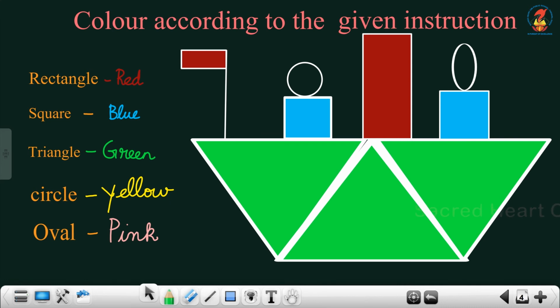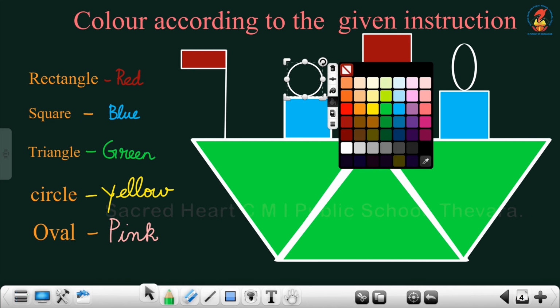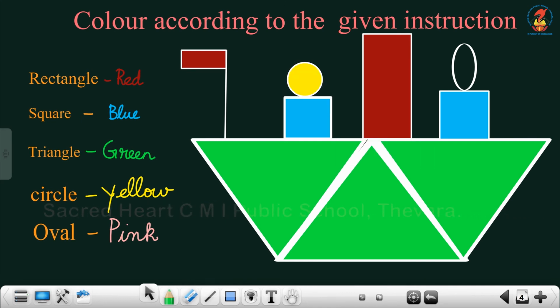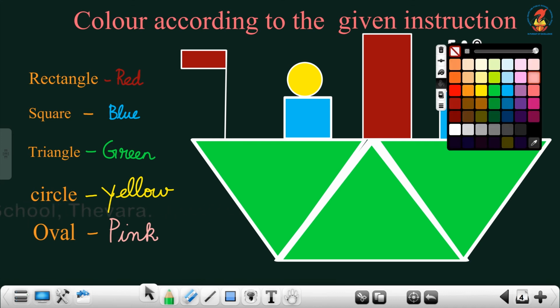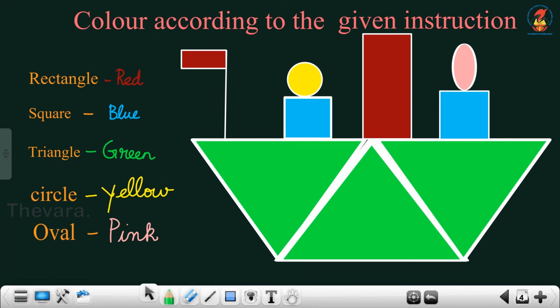Now, next is circle yellow. You have to give yellow color to the circle. This is a circle. So, which color you have to give? Yellow. So, circle I have given yellow color. Next is oval. Oval, which color I have to give? Pink. So, oval I have given pink color.